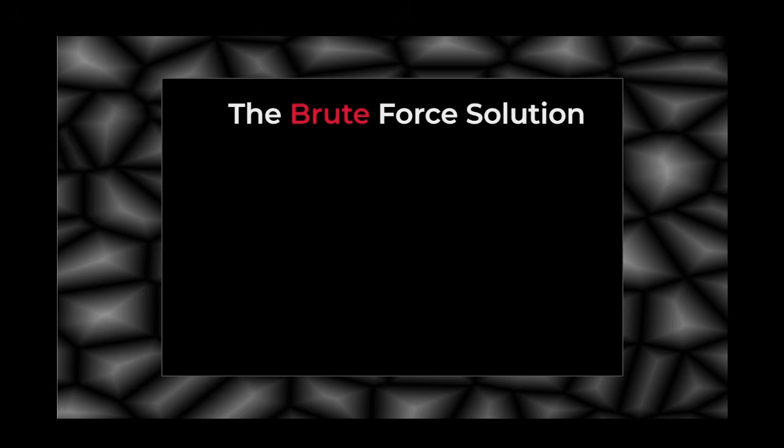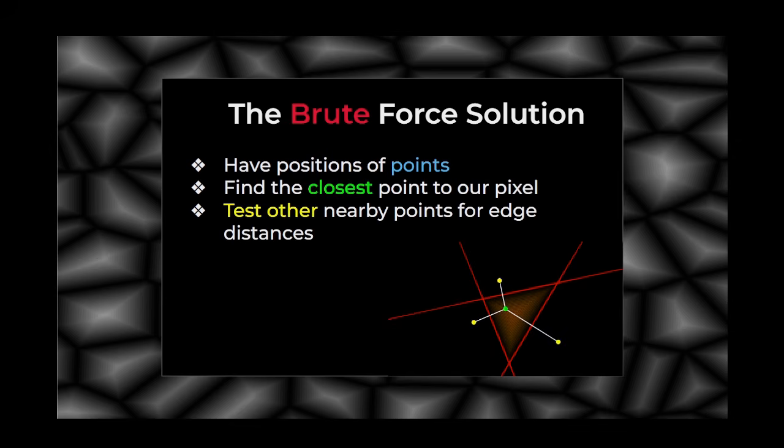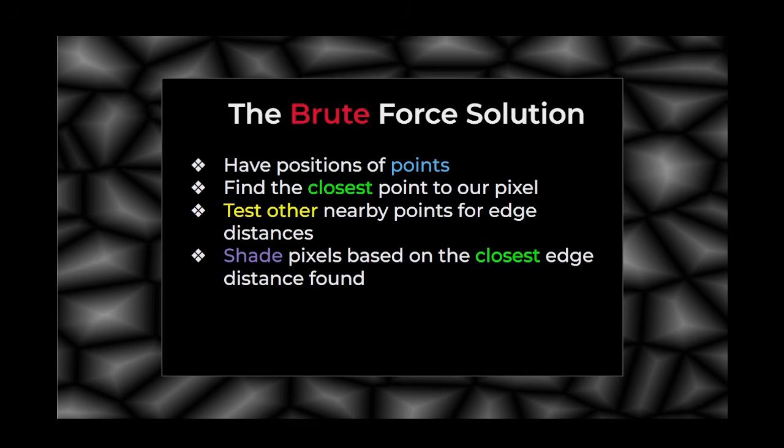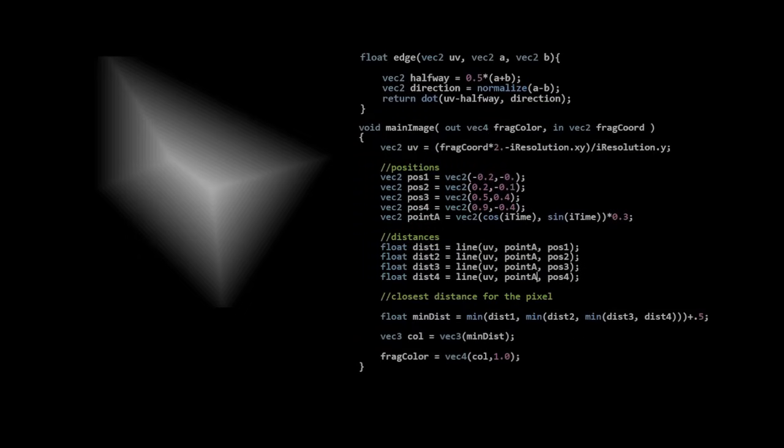The Voronoi edges pattern depends generally on 4 things: having positions of points, finding the closest point to our pixel, testing nearby points for edge distances, and shading pixels based on the closest edge distance found. A naive example might look like this. You have positions and your point A, then you get your distances of edges generated between points A and each of the other positions. You find the smallest distance and use that to shade the current pixel.